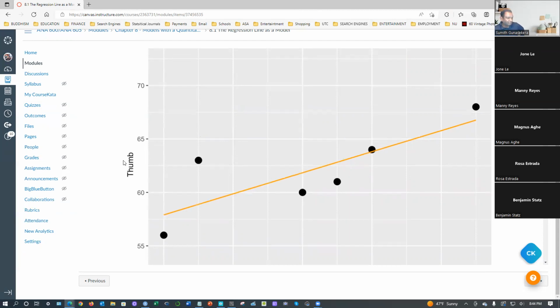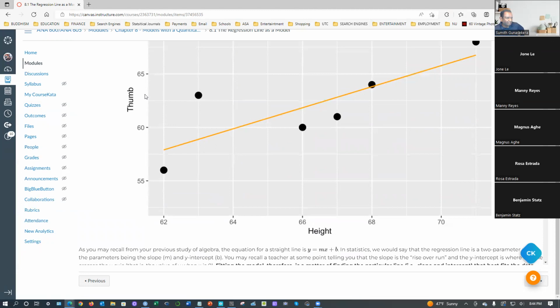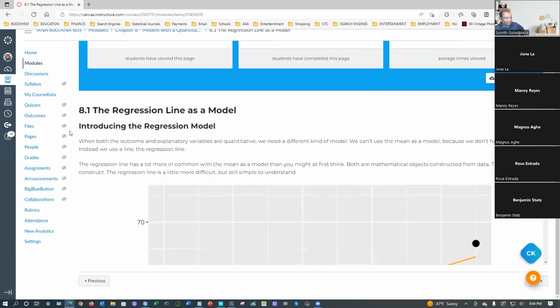See, quantitative versus quantitative. Earlier, quantitative versus categorical. In the beginning, quantitative versus nothing. So we have three models already built up now. Systematically, we came to the regression model. When both the outcome and explanatory variables are quantitative, we need a different kind of model. We can't use the mean as a model because we don't have a group. Instead, we're using a line, the regression line.